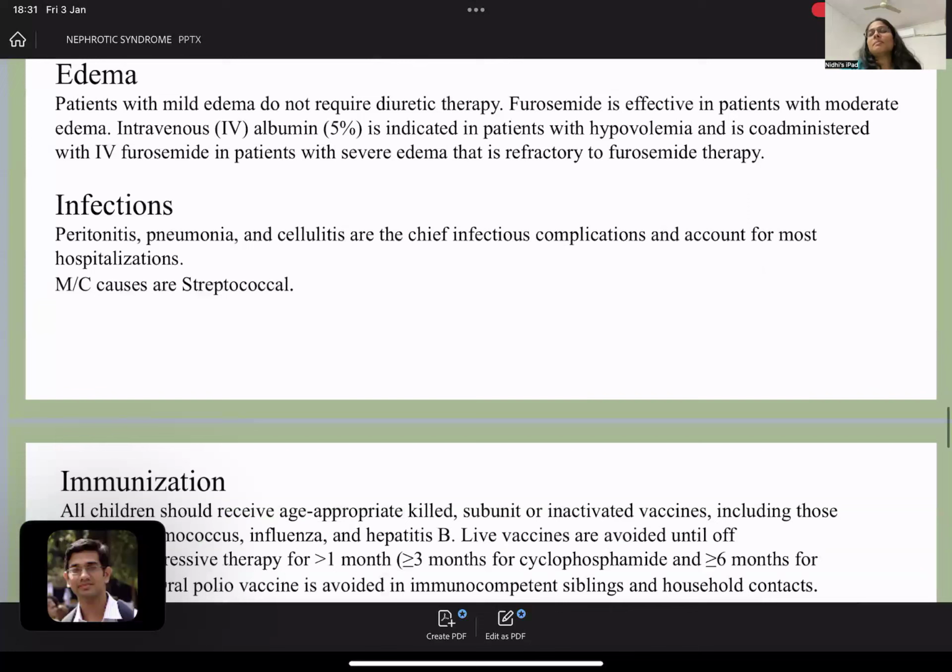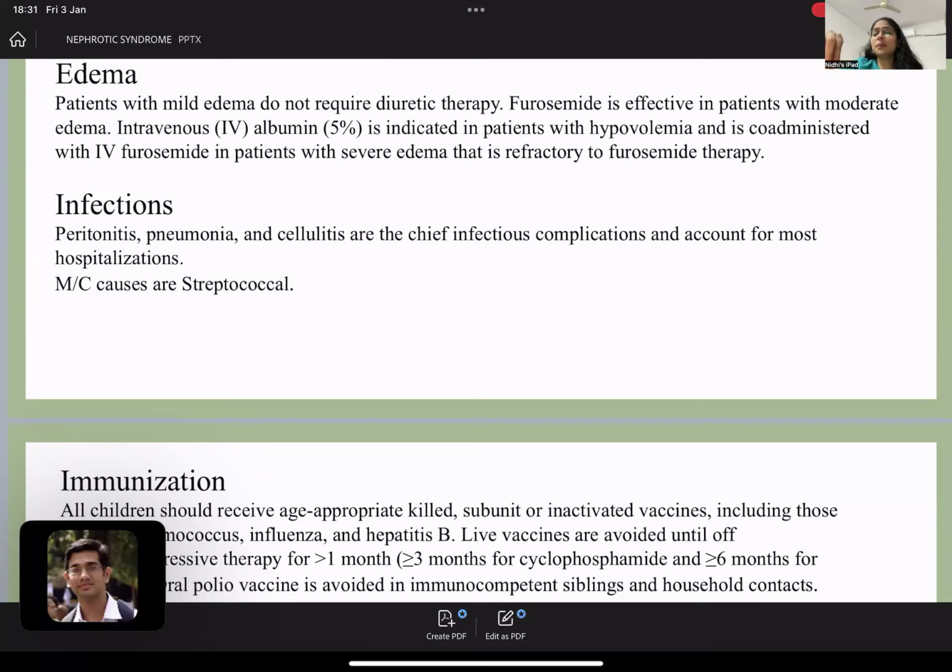Now, what are the complications of nephrotic syndrome that we have to tackle? First one is definitely edema. If there is only mild periorbital edema, you do not need to give any diuretics. But if there is moderate to severe edema, we have to give furosemide. We can even give metolazone to the patient, but we usually prefer furosemide.